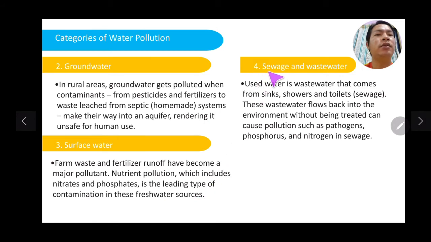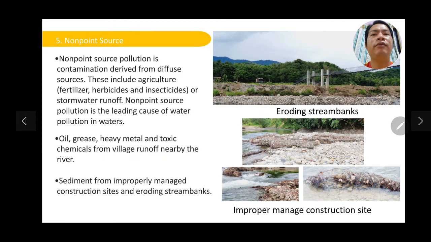Number 4, sewage and wastewater. Used water is wastewater that comes from sinks, showers, and toilets. This wastewater flows back into the environment without being treated and causes pollution, such as pathogens, phosphorus, and nitrogen in sewage.